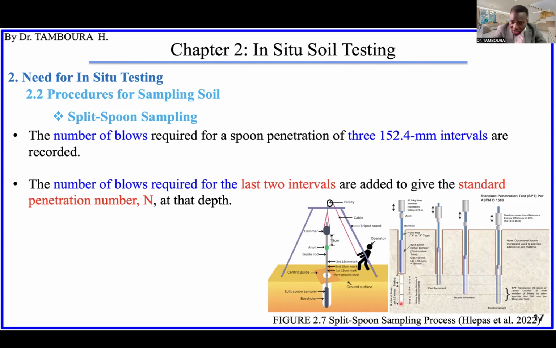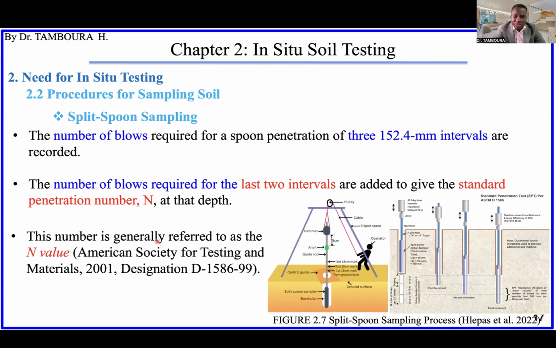It means you will count, of course, the number of blows for the 3 intervals, but you will keep only the blow count for the 2 last intervals. Do you understand? You count 3, but you retain the count for the 2 last intervals as the standard penetration number, N value, at that depth.